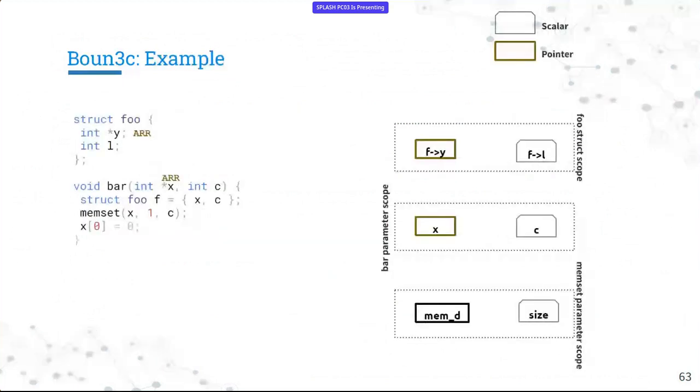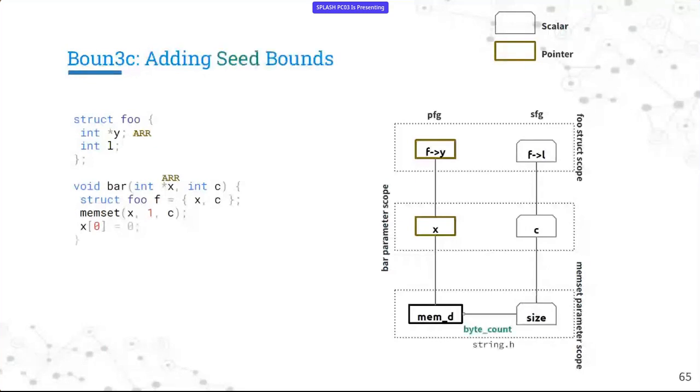So we create the pointer flow graph and scalar flow graph. Basically, these are graphs representing the flow of variables. Then we add seed bounds. The seed bound here is given from the memset. From the declaration of memset, we know that the first parameter should be an array, and the size of it is given by the third parameter. So we add that seed bound at the bottom as byte count.